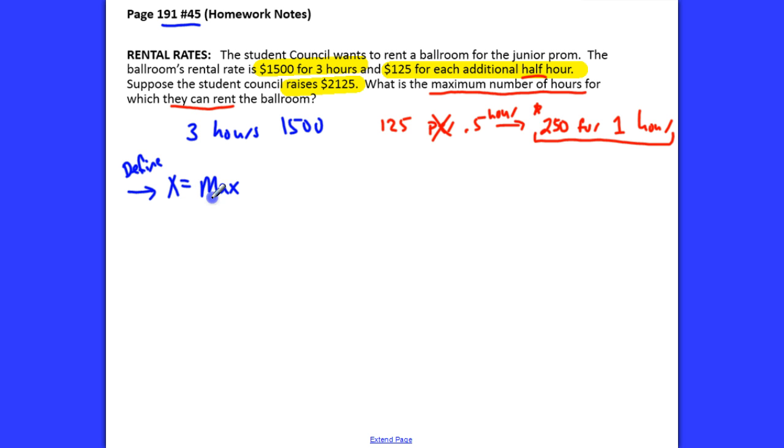Now, this is what X is going to represent, the max hours. Okay, now I'm going to make a note here. You realize that you get the first 3 hours free, so I'm not going to include that. I'm going to say the maximum hours less 3 that they can rent the ballroom.